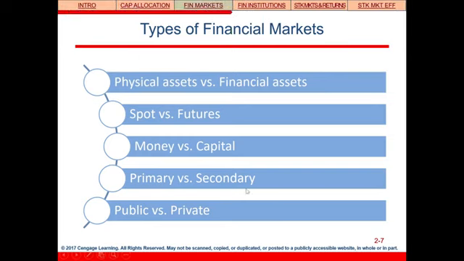These are different types of financial markets. We have 5 different ways of distinguishing the financial markets. The first one is physical assets versus financial assets. Second one, spot market versus future market. The third one distinguishes between money market and capital market. The fourth one distinguishes between primary market versus secondary market. And then the last one distinguishes public market and private market.